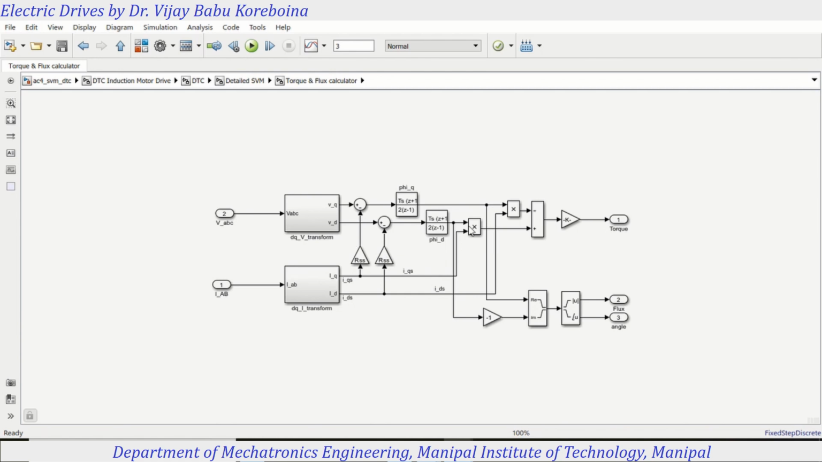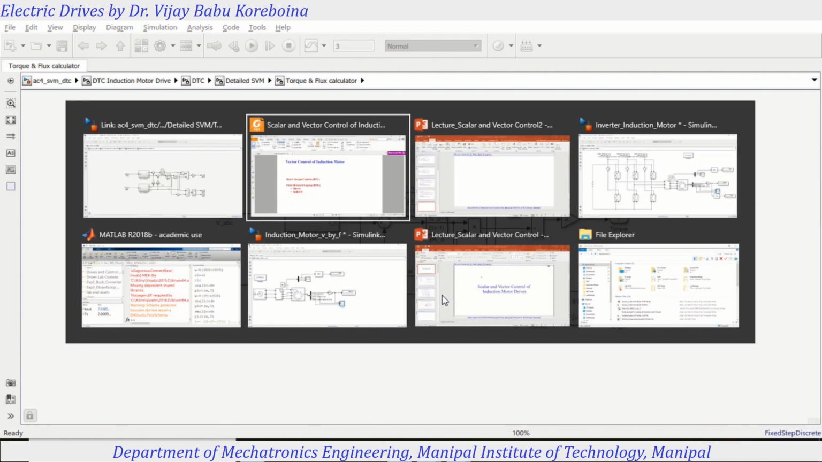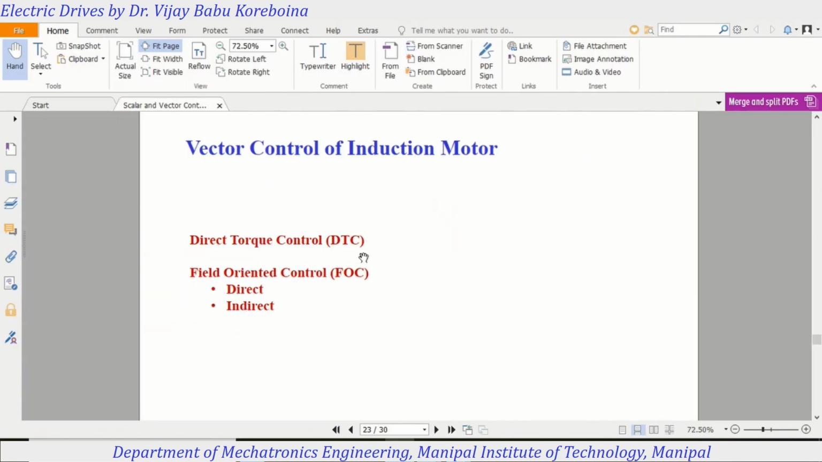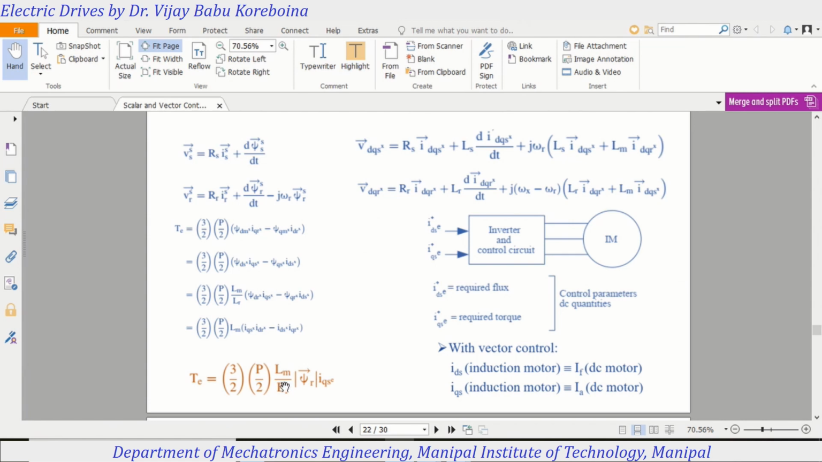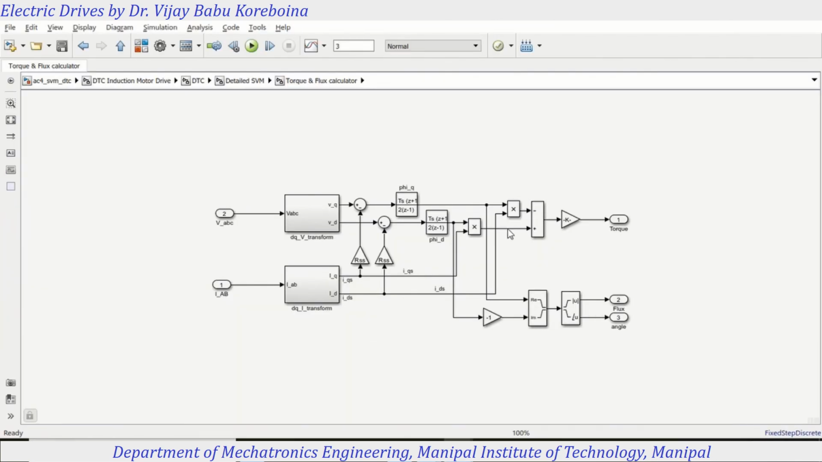So that is nothing but ΨDS, ΨQS, ΨDS. And you have IQS, IDS. If you see this equation, ΨDS IQS minus ΨQS IDS, this is the equation that is producing the torque. They have estimated the torque here. So the product of these, minus this one, will produce the torque.